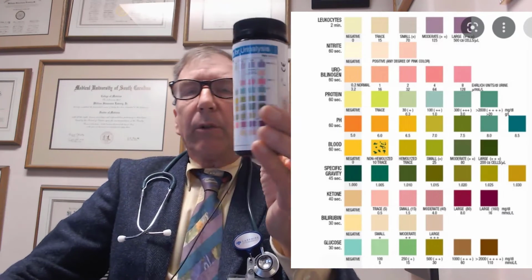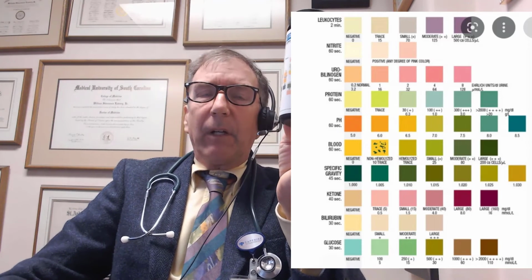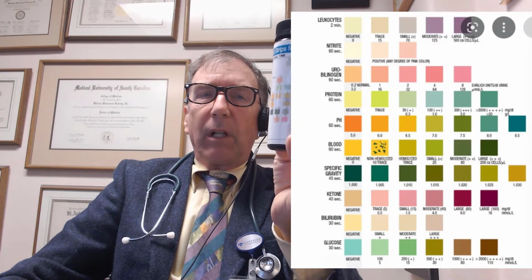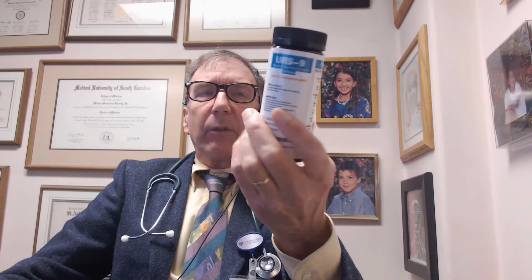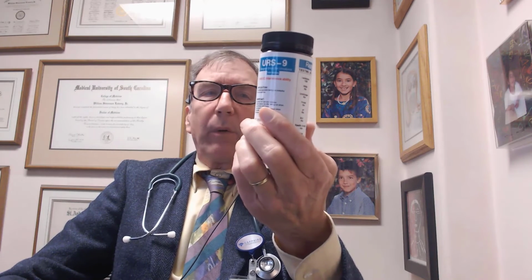And I'm going to include that in a graph, but you can look at this online, and there are videos online as well. Now, there are various kits. This was 9, there's 8. I would go with 9 or 10, but I would look to make sure glucose is involved as well.